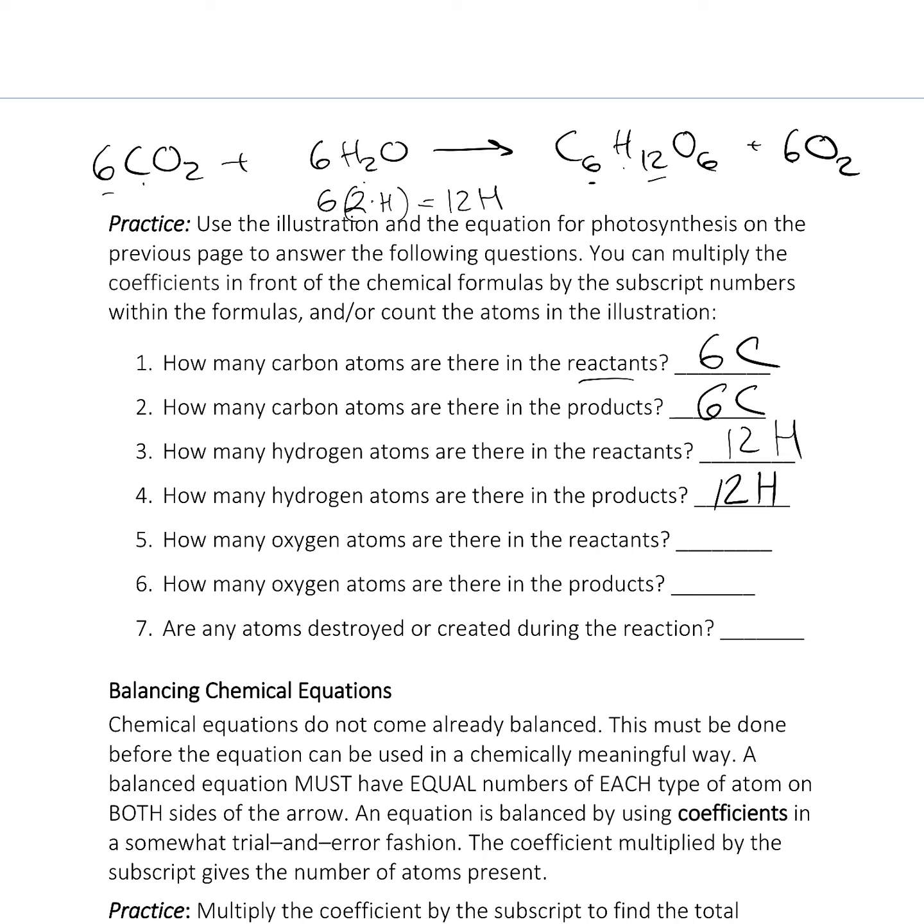How many oxygens are there in the reactants? Now, this one is the trickiest one of the set. Here we have to consider the 6 times the oxygen. So there are 2 oxygens in every CO2, and we have 6 CO2s. So that gives us 12 oxygens. But we also have 6 waters, and there's 1 oxygen in every water, so that's another 6 oxygens. Add those together, you get your 18 oxygens.